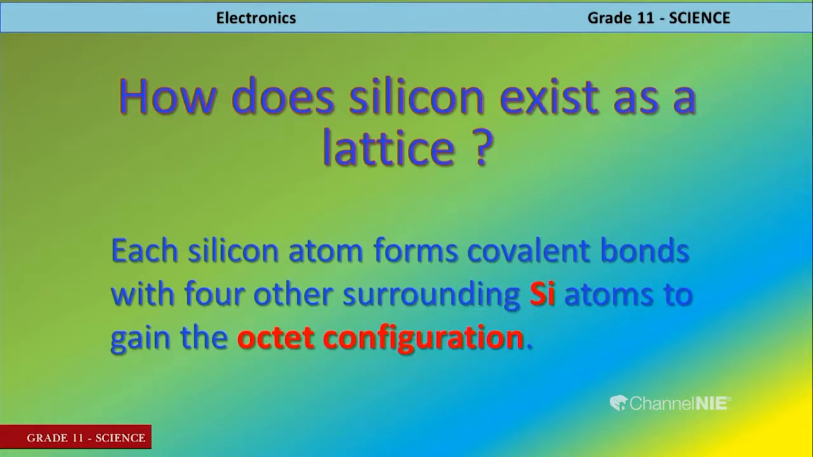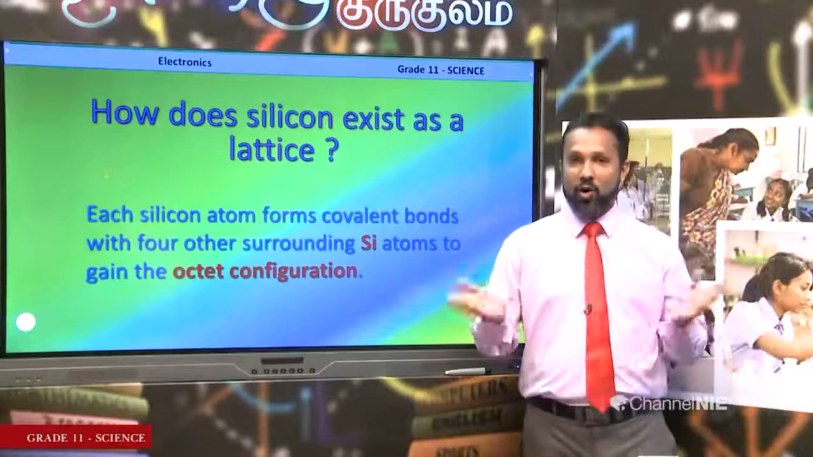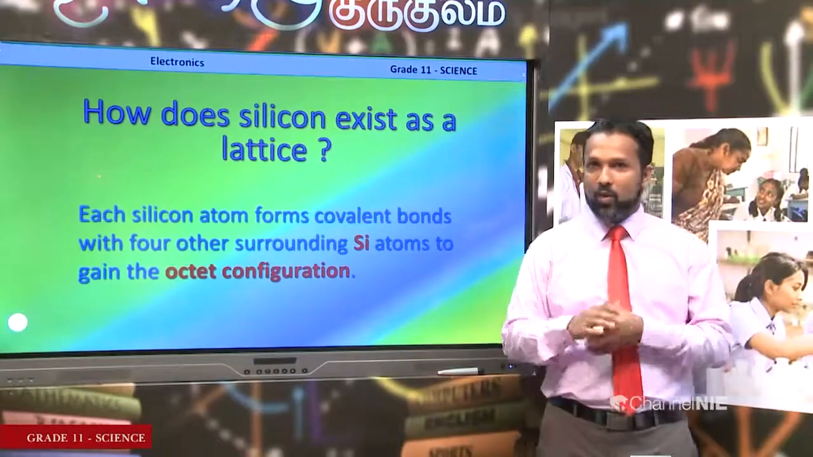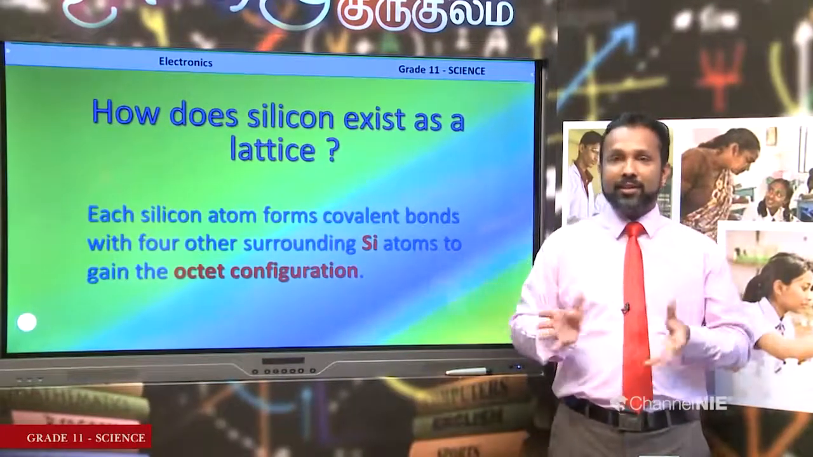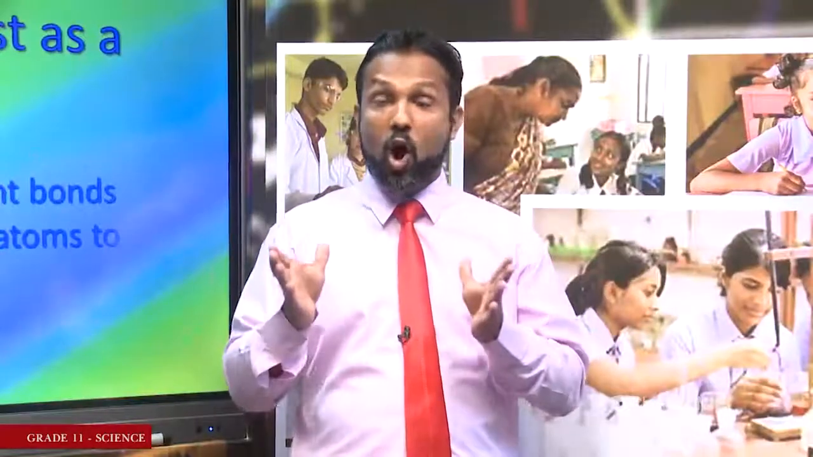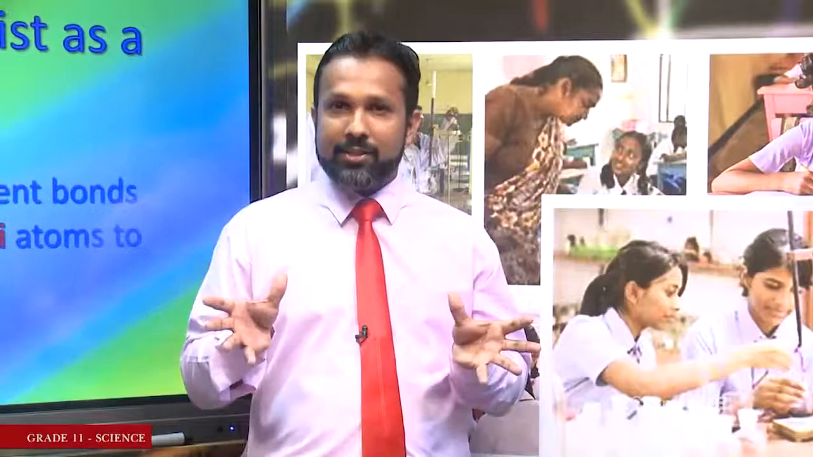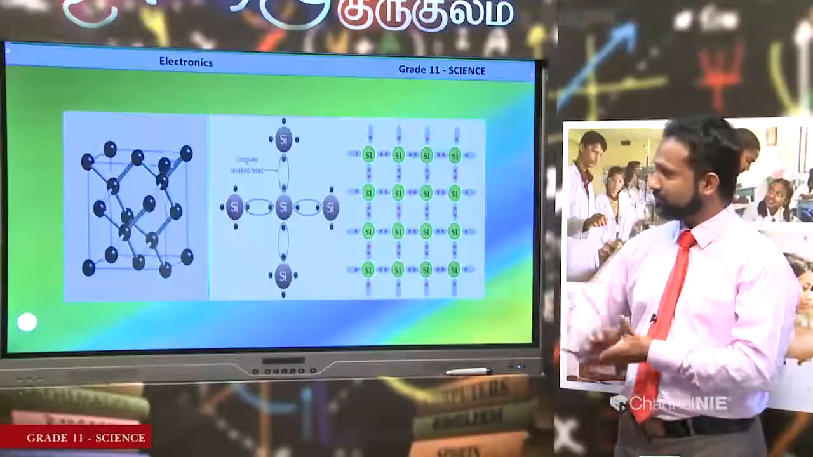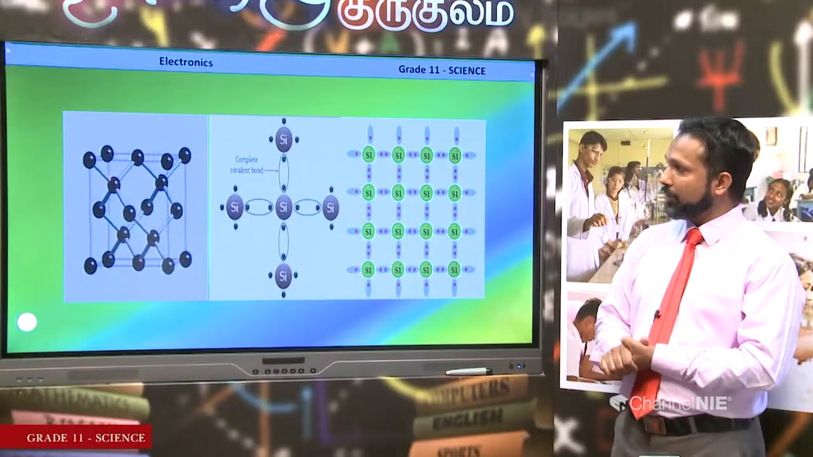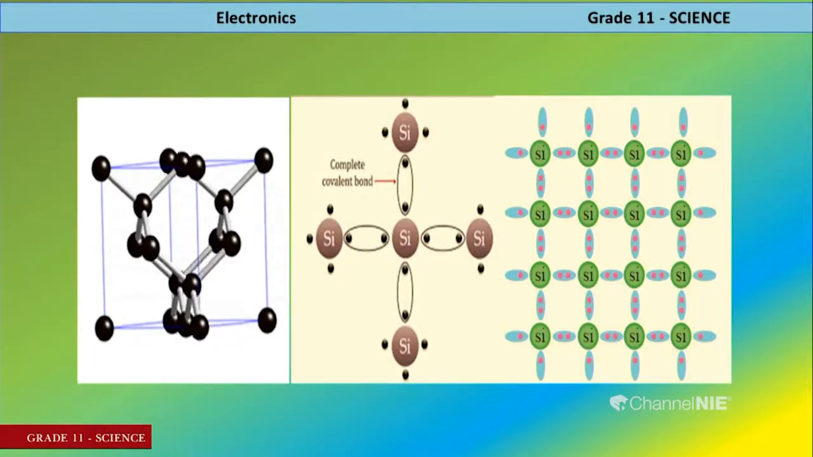Now, we paid much attention to silicon. How does silicon exist as a lattice? As we learned earlier, each silicon atom forms covalent bonds with 4 other surrounding silicon atoms to gain an octet configuration. What is an octet? You all know, you studied it in grade 10. All atoms prefer to have 8 electrons in their outermost energy level. This is called an octet. Octet means having 8 electrons in the outermost energy level. In that instance, atoms become stable. You can watch the 3-dimensional figure of silicon and also the structure of the silicon lattice.